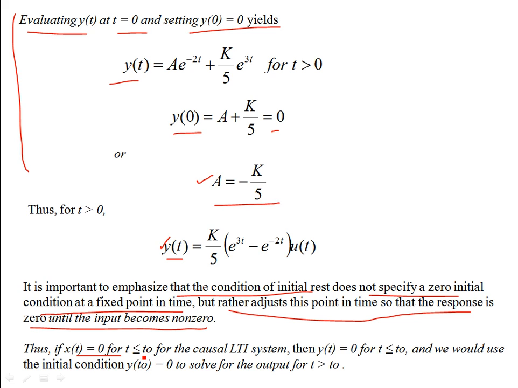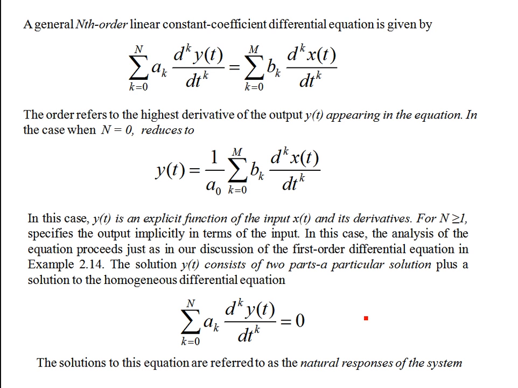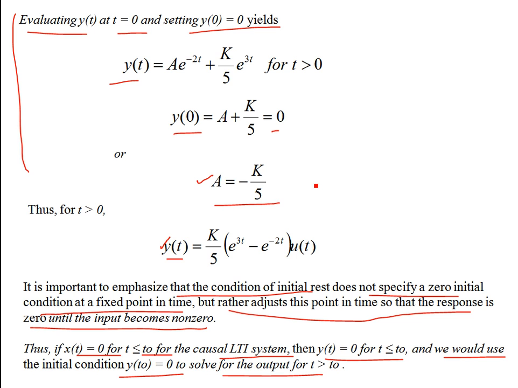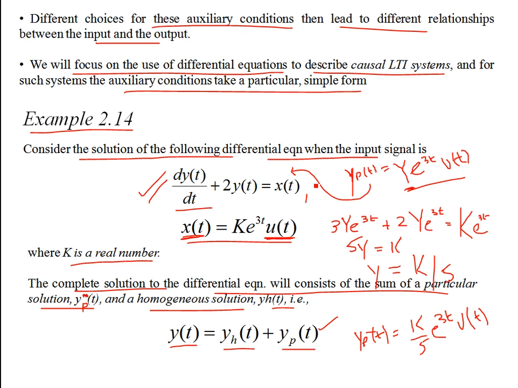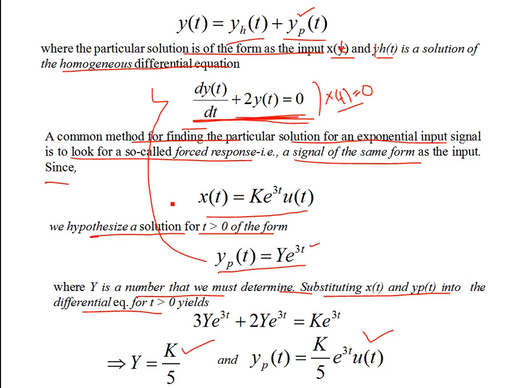So for x(t) equal to 0 for t less than t0, for a causal system, y(t) is 0. That system is at rest, and we would use the initial condition y(t0) equal to 0 to solve for the output. Now this was the first order differential equation. If you recall, the order was 1. It just has a first differential to it.